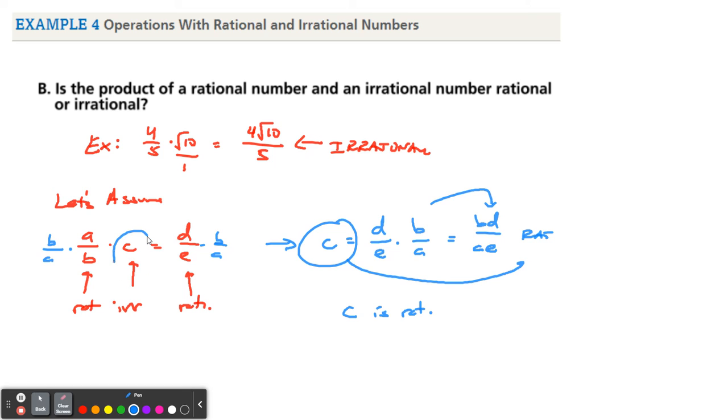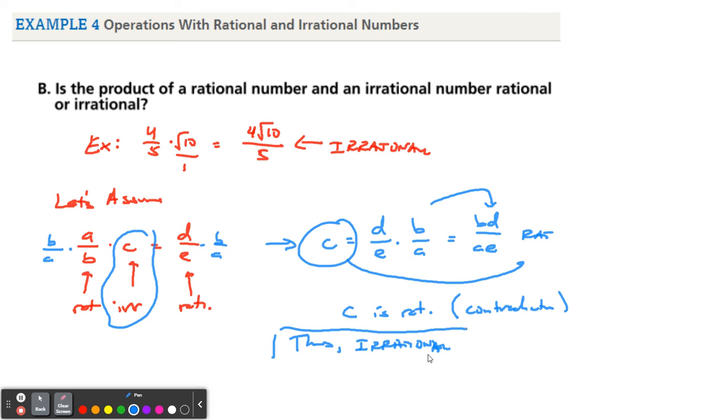That's a contradiction right here. We said C was irrational. So there's your contradiction. Therefore, we assumed the answer was going to be rational, we got a contradiction, and that means the answer must be irrational, just like our example showed us.